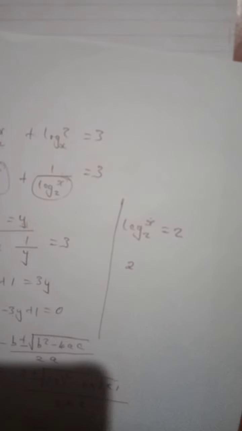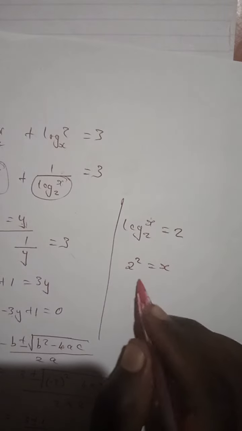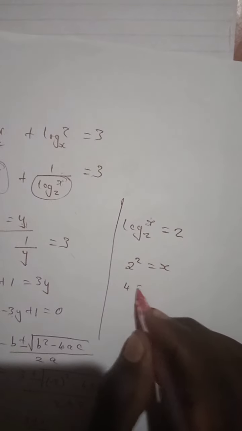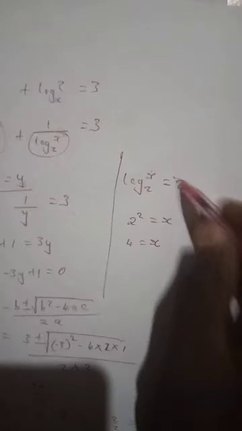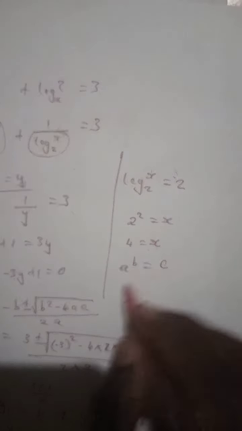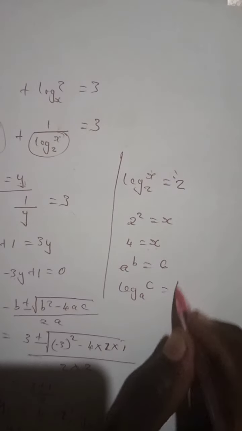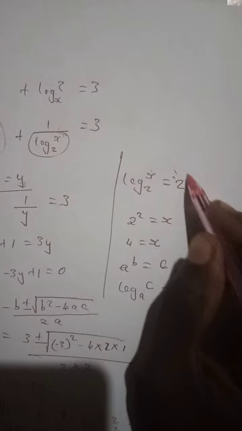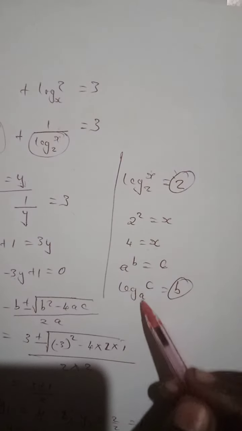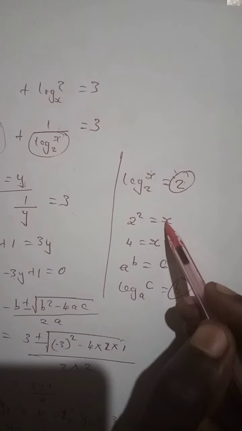2 raised to a certain number, which is 2, will give you x. So therefore, 4 is equal to x. Remember, this has just come from the first trick that we said: a raised to b is equal to c can be written as the log of c to the base a is equal to b. Therefore, we are using this one as this one. So it becomes 2 raised to 2 to give you x.